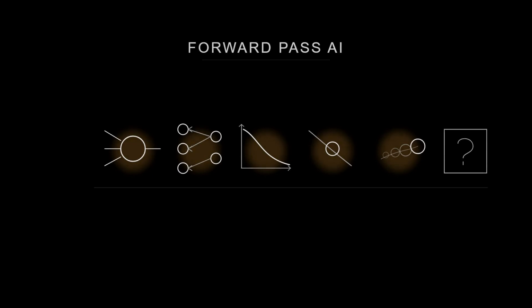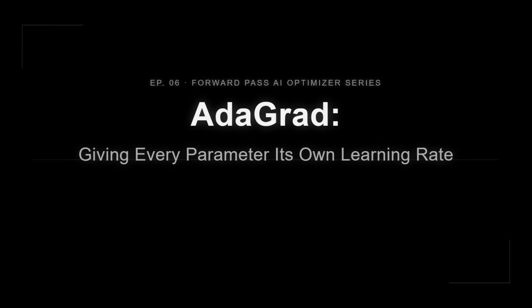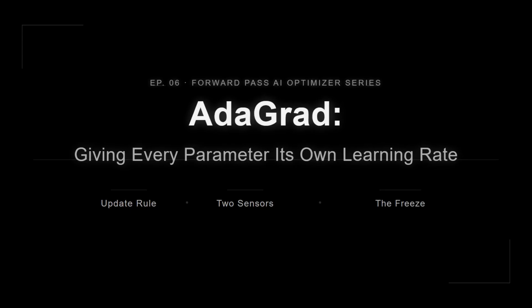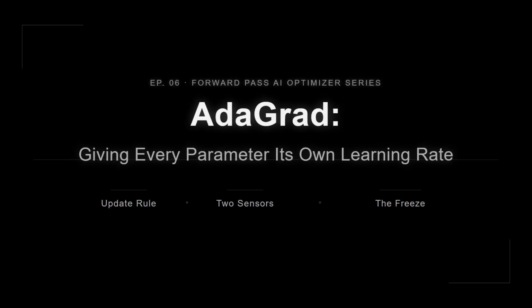This is AdaGrad. AdaGrad, giving every parameter its own footing. We will build the update rule term by term, prove with real numbers that no single fixed step size can do both jobs at once, and find the exact point where even AdaGrad's own fix eventually freezes solid.